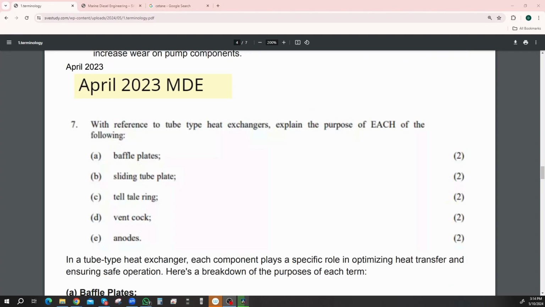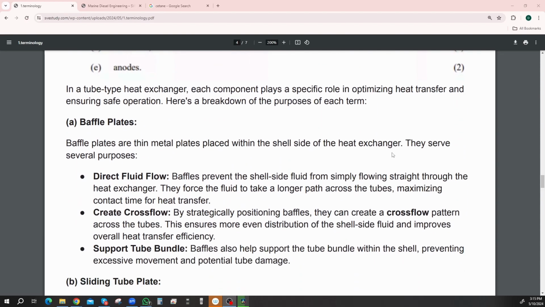April 2023, with reference to the tube type heat exchangers, explain the purpose of each of the following: baffle plates, sliding tube plates, telltale ring, vent cock, and anodes. I just looked at this on a YouTube video, which is, what's his name? SVRE or something like that. It's really good. In a tube type heat exchanger, each component plays a specific role for optimizing heat transfer and ensuring safe operation. Here's a breakdown of the purpose of each term.